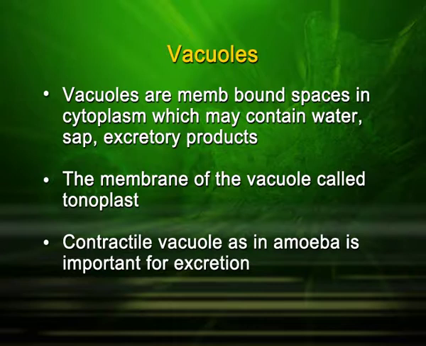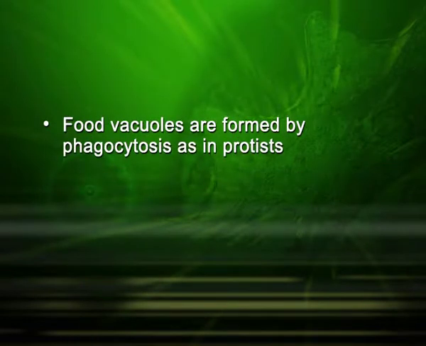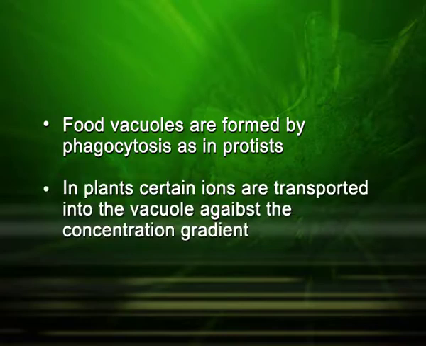Contractile vacuoles, as in amoeba, function for excretion. Food vacuoles are formed by phagocytosis, as in certain protists. In plants, certain ions are transported into the vacuole against the concentration gradient.